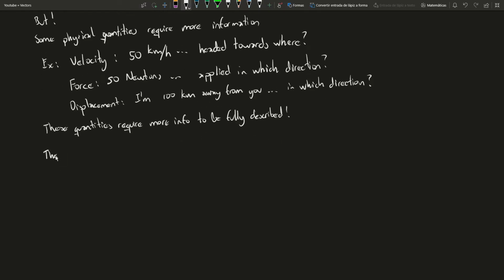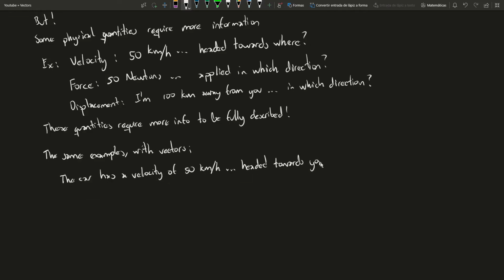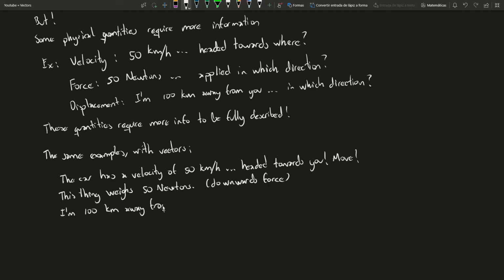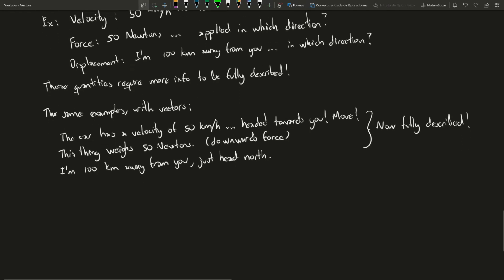Let's look at the same examples with more information available. The car is moving at 50 kilometers per hour and it's headed towards you. Move. This object weighs 50 newtons. Ah, so it's a downwards force. I'm 100 kilometers away from you. Just head north. See? When we specify not only the magnitude of the quantity, but also its direction, the sentence becomes clear, which is why these quantities are represented by vectors in physics. A simple scalar is not enough.